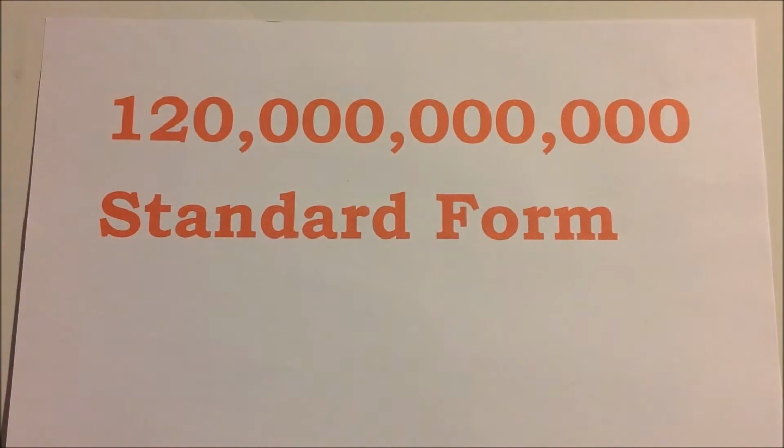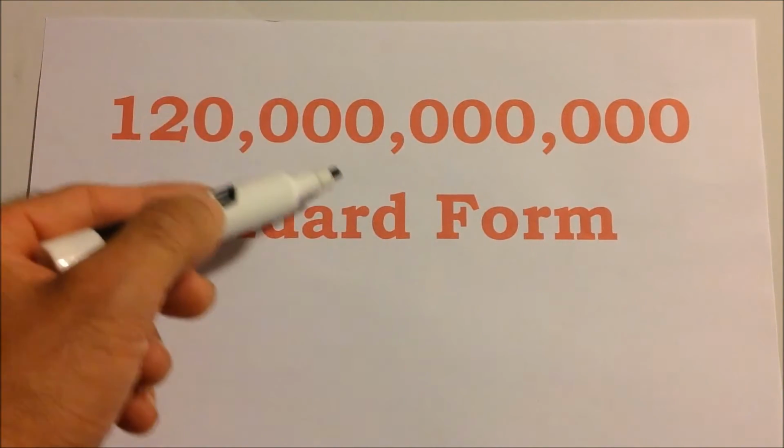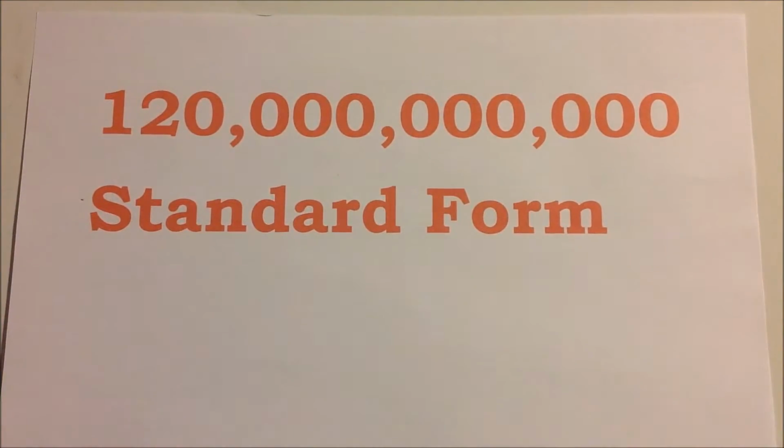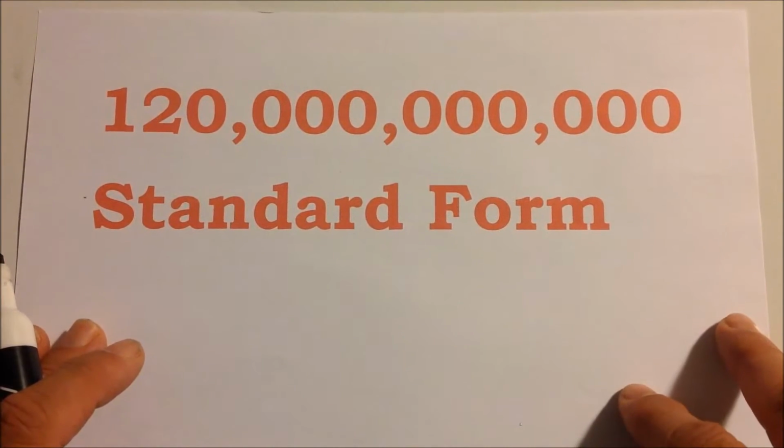Okay, this is 120 billion. It's a pretty big number. We can make it smaller. The number as we see it now is in standard form. So if I wanted to make this in scientific notation, here are the steps.